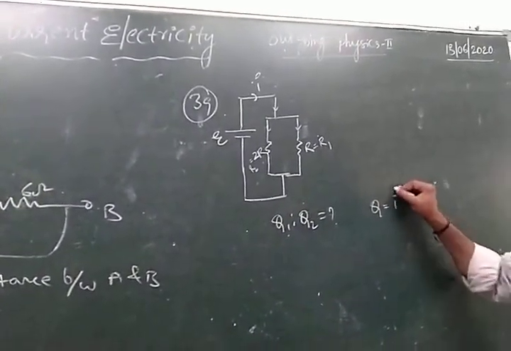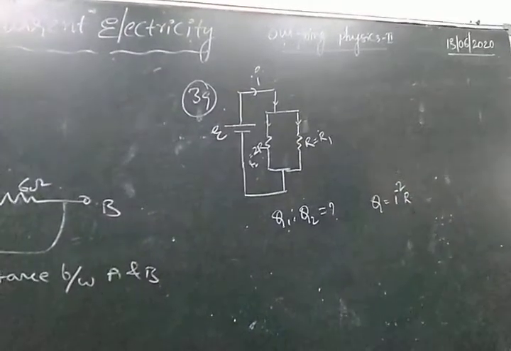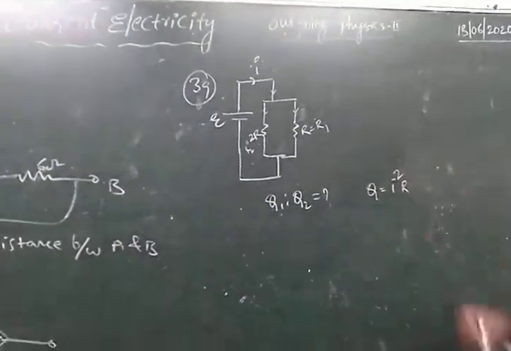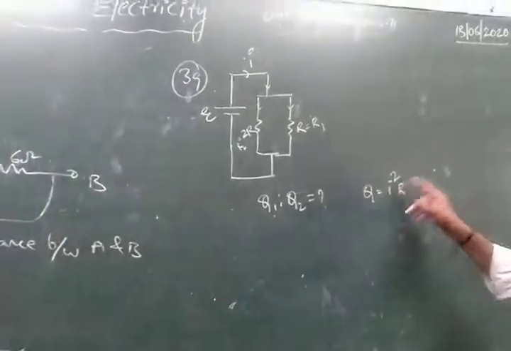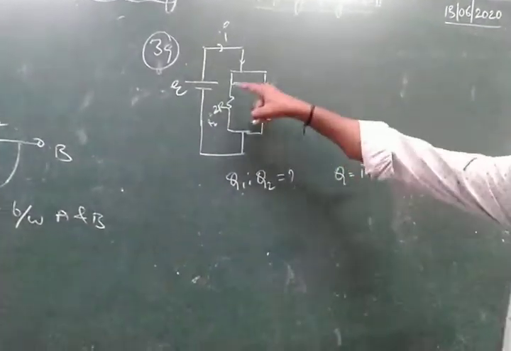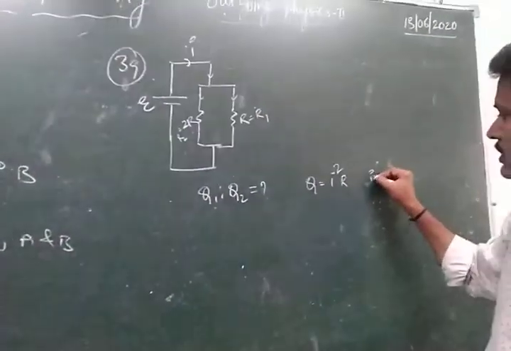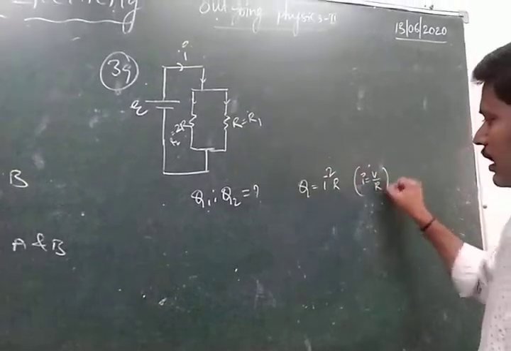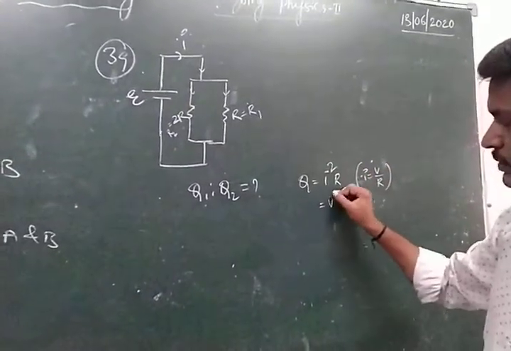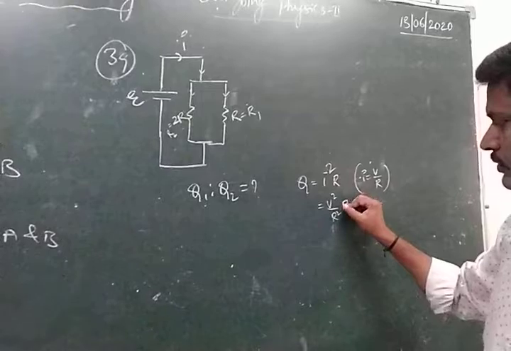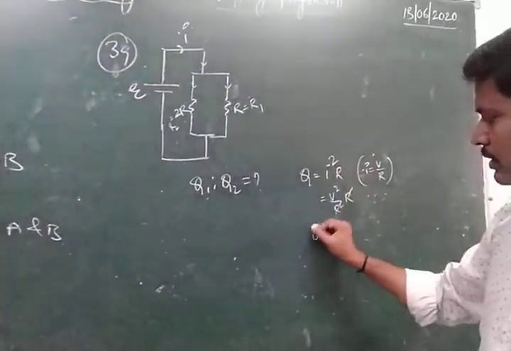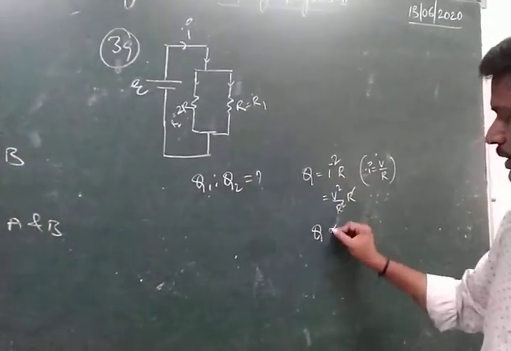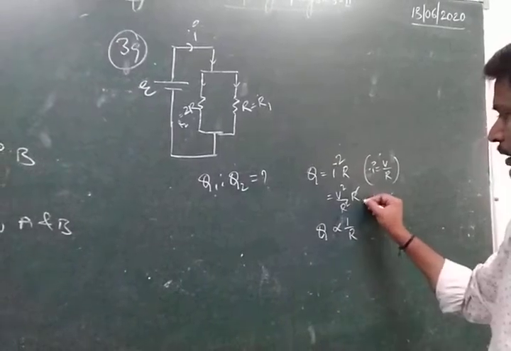Q is equal to I squared R. This is the general formula for heat generated across a resistor. In a parallel connection, the potential difference will be the same, so I is equal to V by R. Therefore, V squared divided by R squared into R, the R gets cancelled. Q is directly proportional to 1 by R.